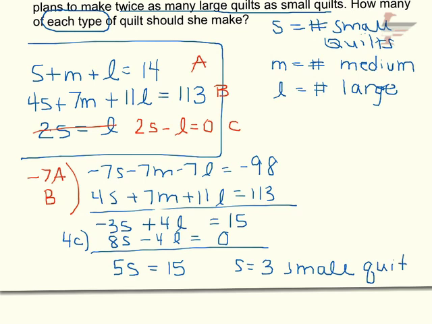And I can go back, and I note here that I'm going to have twice as many large quilts as I do small. So if I have 3 small quilts, 2 times 3 means I'm going to have 6 large quilts, so that is pretty easy. And last but not least, I know the total of all my quilts has to equal 14. So 3 plus 6 is 9. So that means I have to have 5 more medium quilts to make 14. What did I say? Oh, 5 medium.